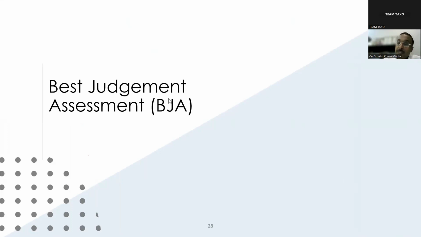Another aspect which I wish you should be aware of is the best judgment assessment. Now, my dear friend, what will happen? In many show cause notices there will be a common allegation by the department that I asked for certain information in the ASMT 10, the assessee did not supply me the information, and now I have no option but to issue the show cause notice under the best judgment assessment, invoking the provision related to the best judgment assessment.